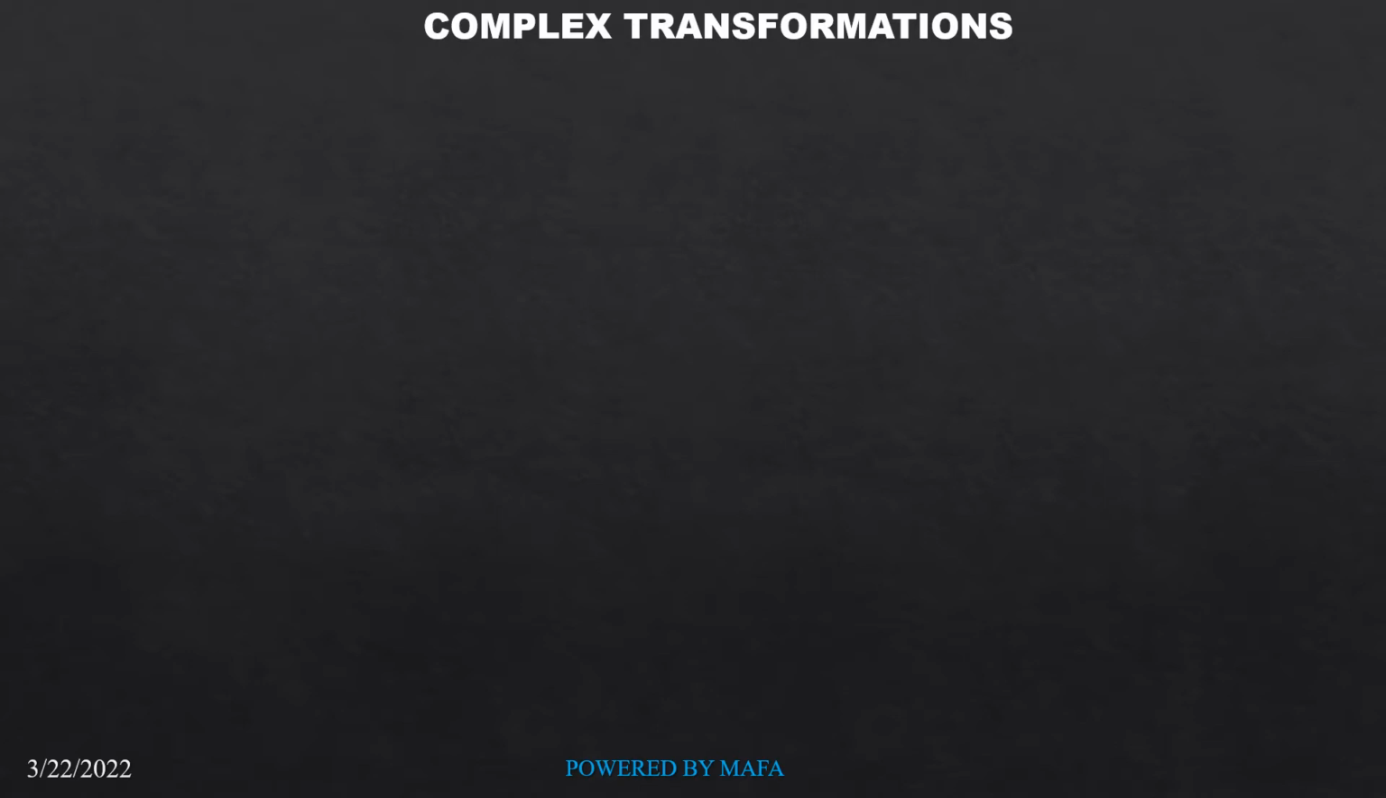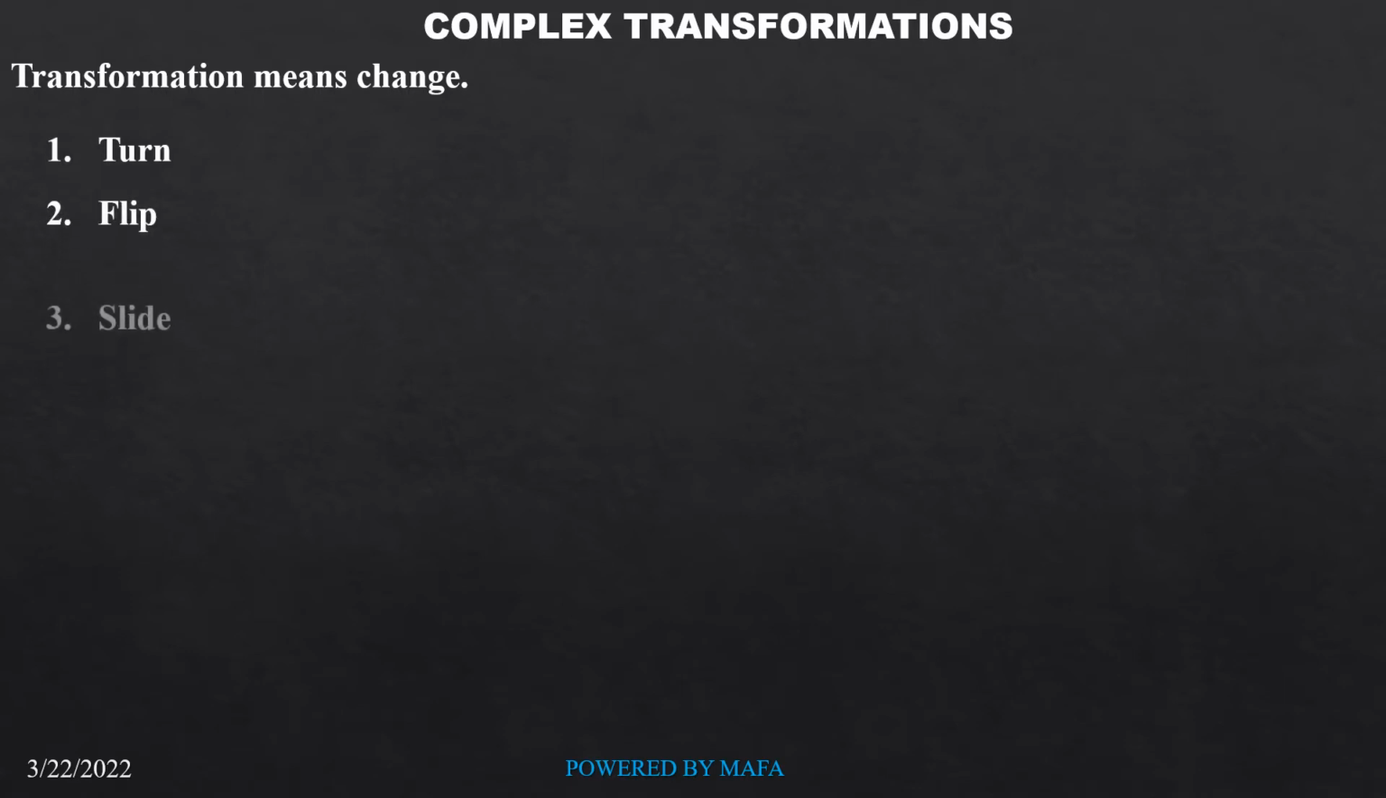So what is a transformation? First of all, transformation simply means change. So if something undergoes a transformation, it means it is changing. Now there are four different ways for something to change or undergo a transformation. The first way is by turning it. Secondly is by flipping. Thirdly is by sliding, and fourth is by resizing.